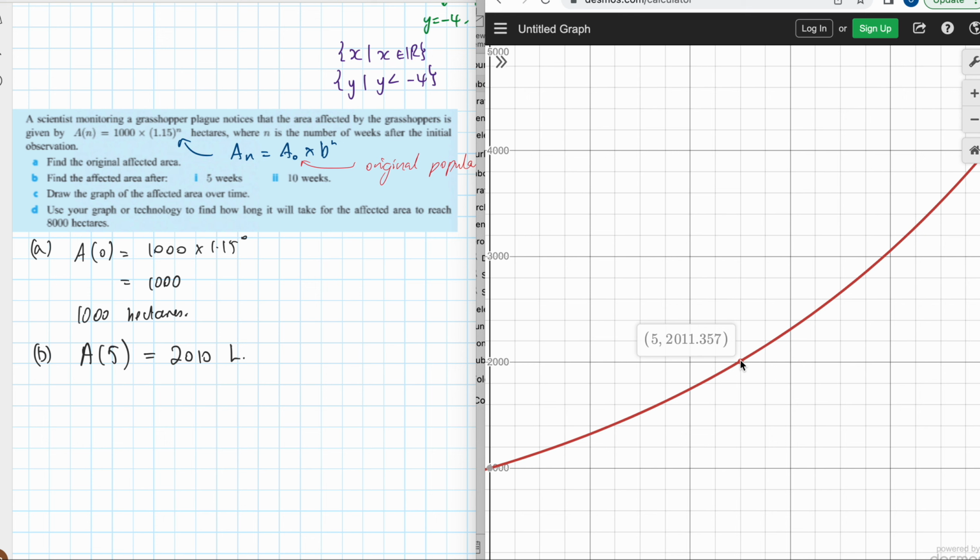And A10, let's go across here. Oh, is it going to fit in? Come on. Oh, lucky, just in there. 4050 hectares as well.